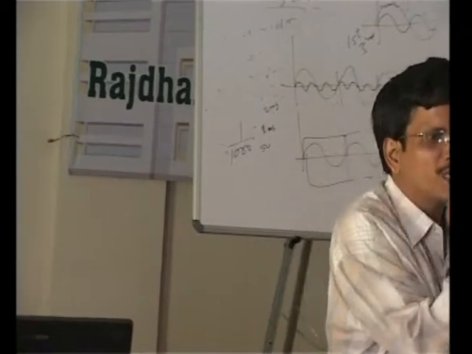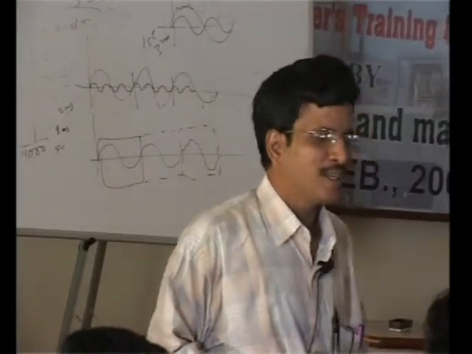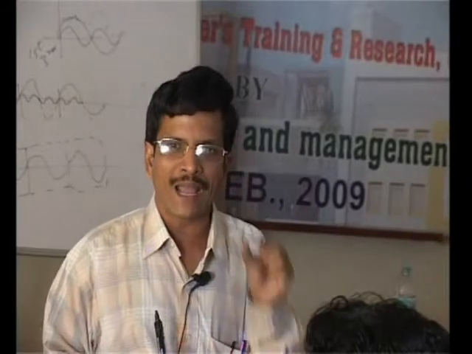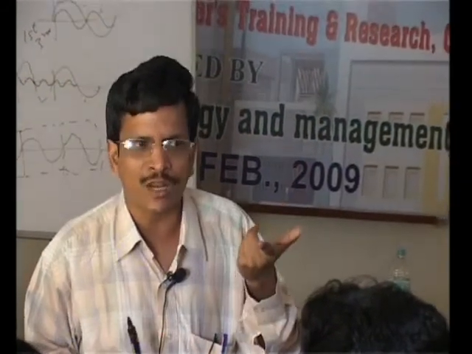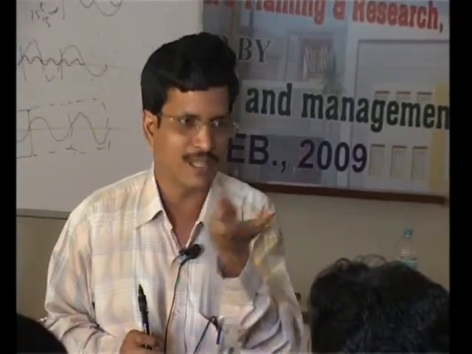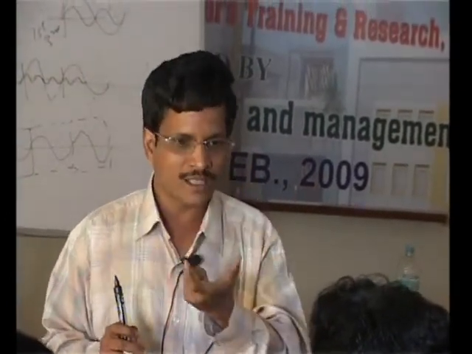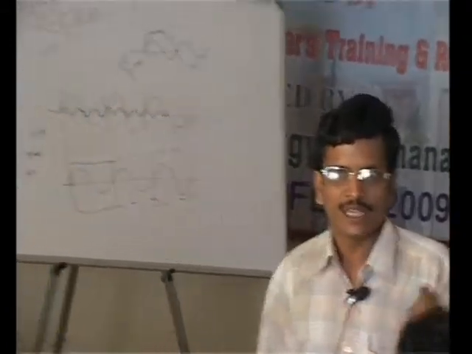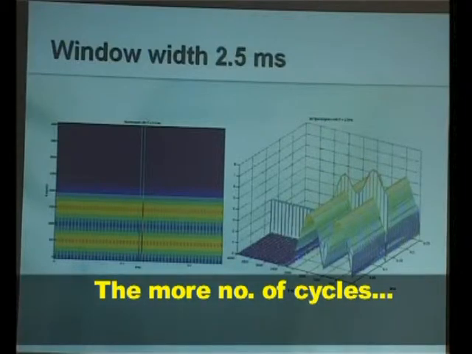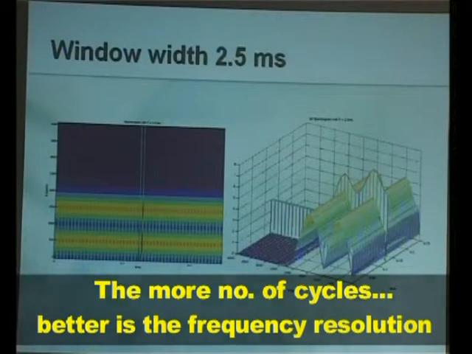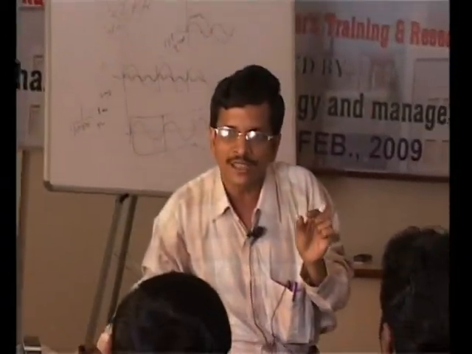Now I am taking a window width of 2.5 milliseconds. So if I am taking a window width of 2.5 milliseconds, how many cycles of your 1000 Hz component will come? Only 2.5 cycles, because 1000 Hz is 1 millisecond. And 1500 Hz maybe 4 or 5 cycles. So remember your FFT: the more number of cycles you are taking, the better is the frequency resolution. But the fewer cycles you are taking, the lower is the frequency resolution.